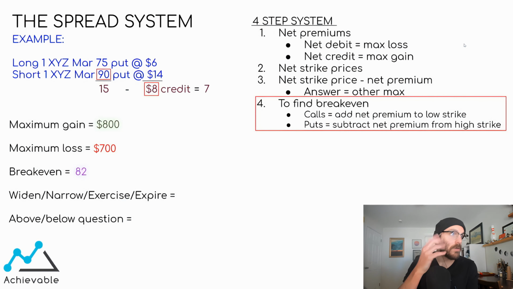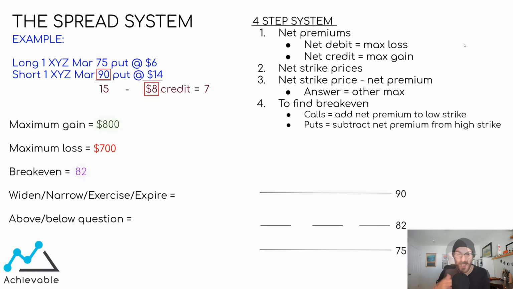Now, if this was a call spread, we would add 8 to 75, and that would get us to 83. 83 would be our break even there, again, if we had a call spread. But you've got a put spread, therefore the break even is 82. That's your 4-step system to getting to the 3 most common questions that you'll see on spreads.